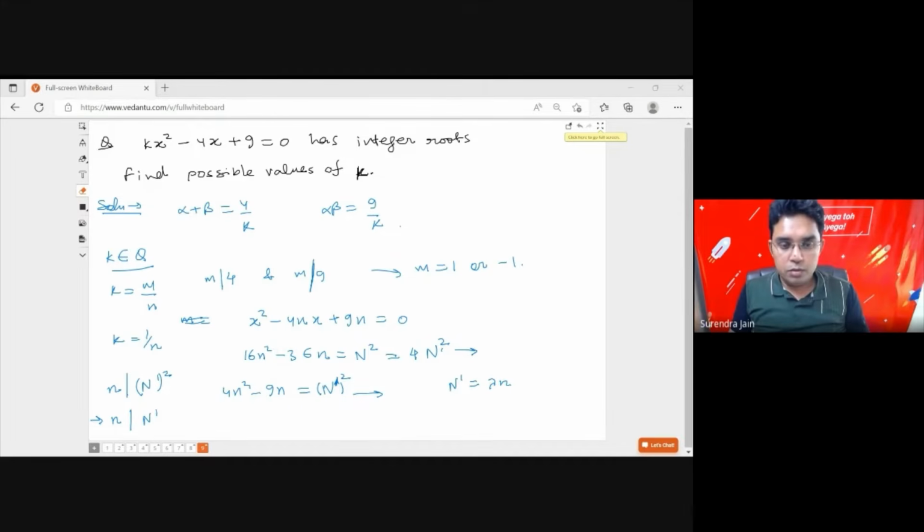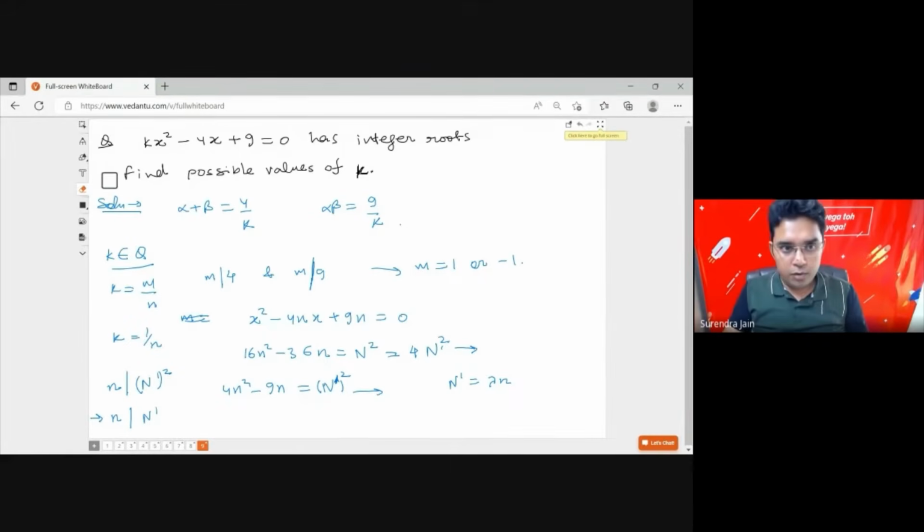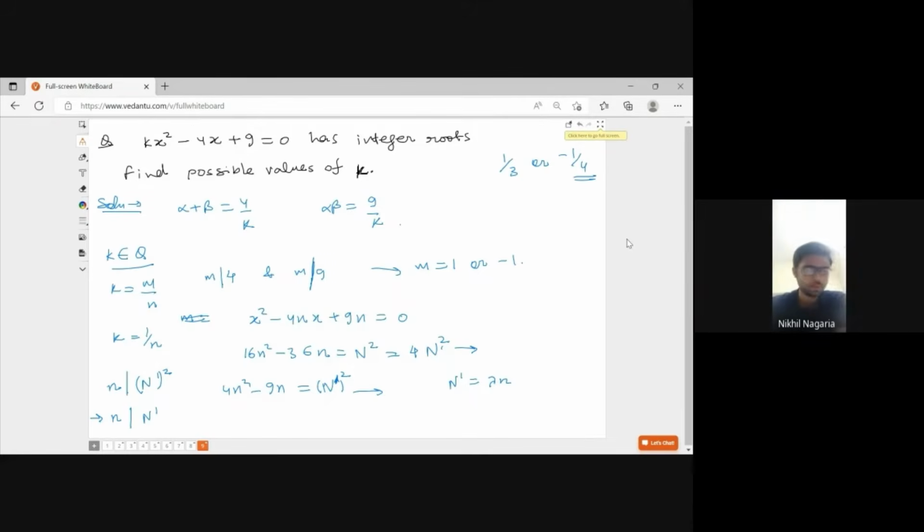So, sir, I think there are two answers. Let me tell you the answer. There can be one more value, that is minus 1 by 4. What? There are two answers actually, 1 by 3 or minus 1 by 4. You can check. For minus 1 by 4 also we are getting the integral roots. It was a perfect square, so my proof didn't work for that case.